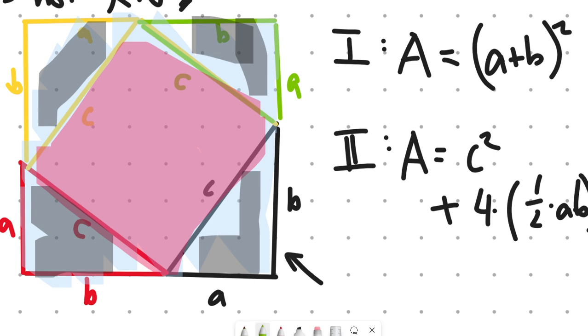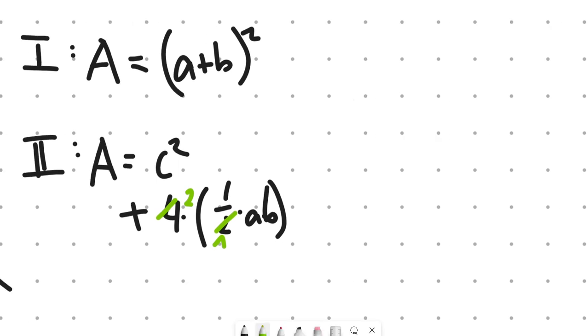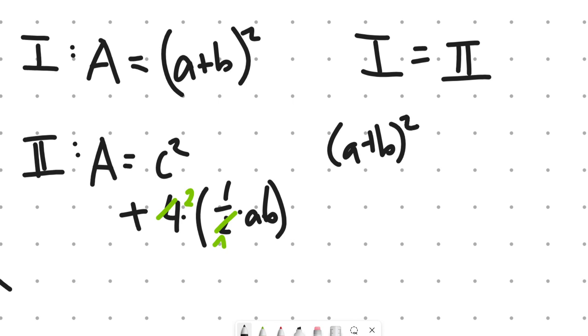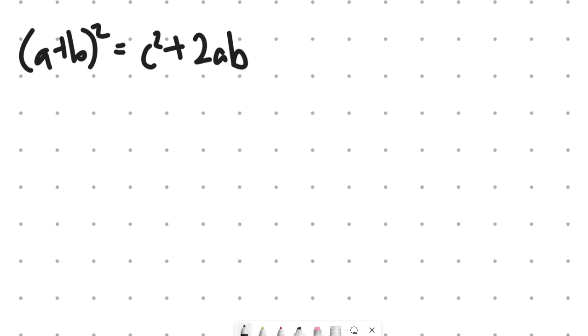Now the 1/2 and the 4 will cancel. The 4 will go to 2 and the 2 goes into 1. So we can set them equal to each other. So 1 is equal to 2, which means that (a plus b) squared is equal to c squared plus 2ab. Now what is (a plus b) squared? It's the same thing as the first binomial theorem, stating that (a plus b) squared is equal to a squared plus 2ab plus b squared.